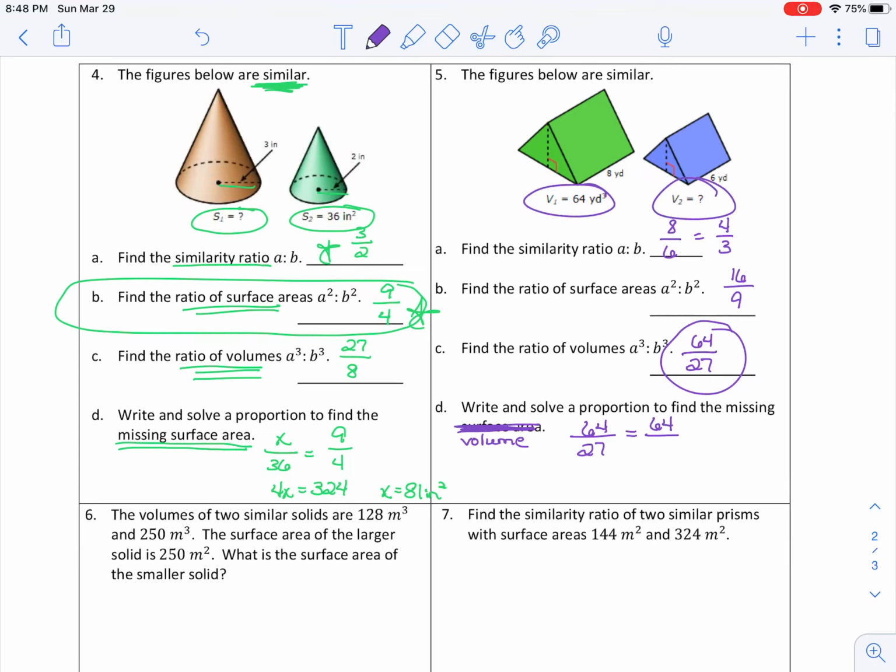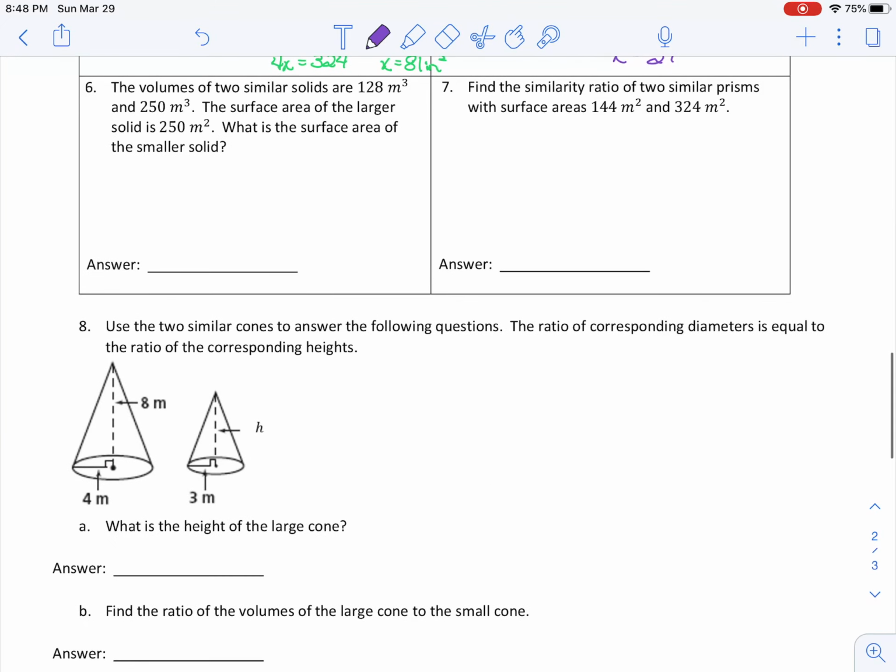So that's what I'm going to do. I'm going to put large volume over unknown small volume, which you 100% could cross multiply and solve, but pay attention to what I just wrote. 64 over 27 is the same thing as 64 over some number. That number's going to be 27. Or if you aren't paying attention, you're going to cross multiply and solve. It'll still be 27.